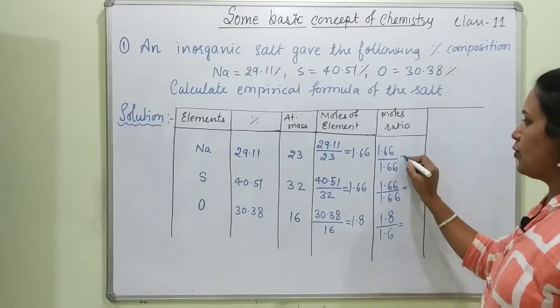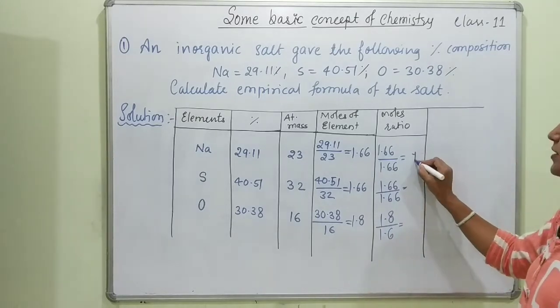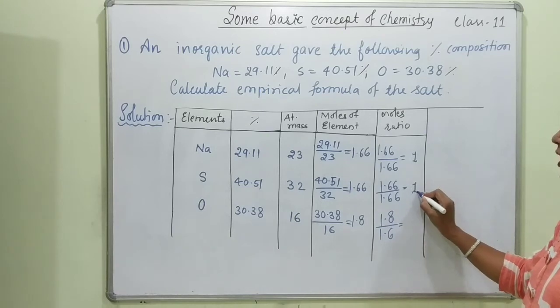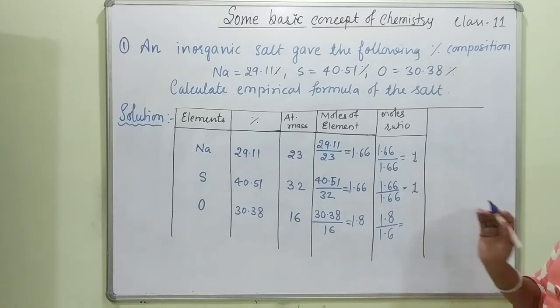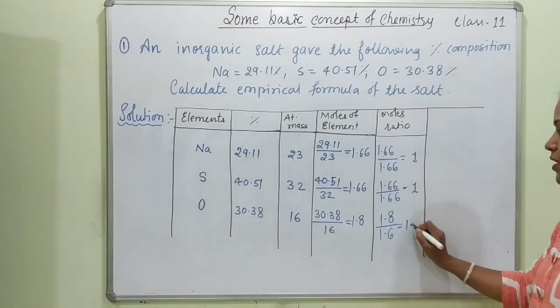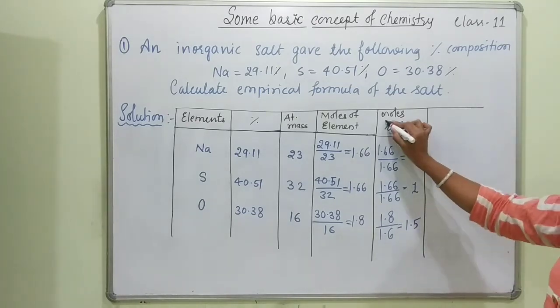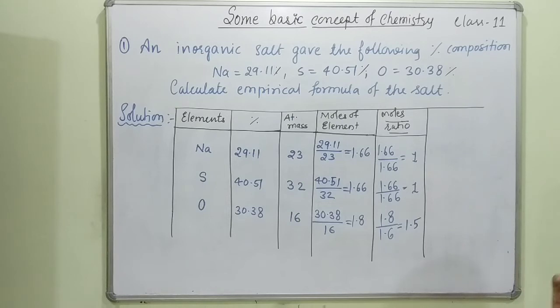When you will calculate this, you will be getting the answer here as 1. Here also 1, and then when you will calculate it properly, you will be getting the answer as 1.5. So here what do we want? We want moles ratio. Okay, understanding or not?